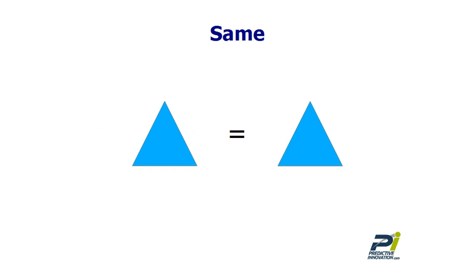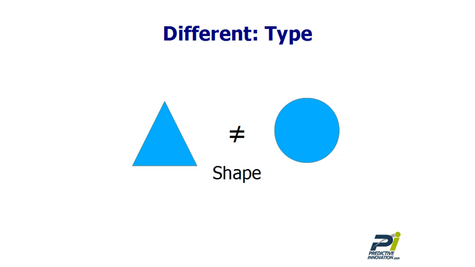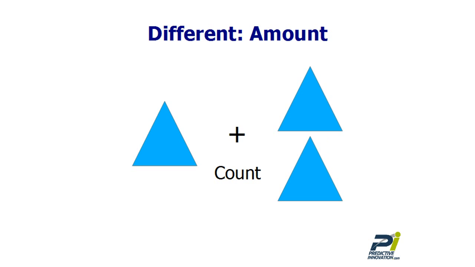When you compare any two things, they are either the same, such as these triangles are the same size, shape, and color, or they can be different. There are two fundamental ways something can be different. It can be a different type, such as a triangle is a different type of shape from a circle. These two triangles are different colors. Color is a type. The other fundamental difference is amount.